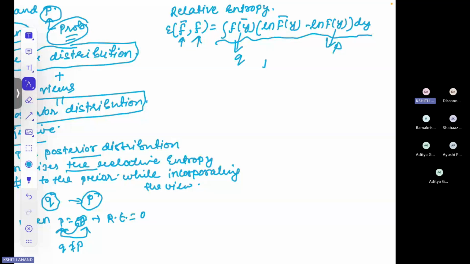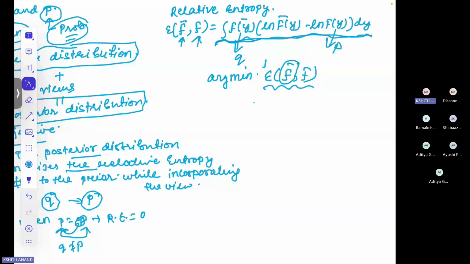So now what is your objective? You want to find an F bar such that the relative entropy between F bar and F remains as low as possible. So basically you want to minimize this entropy. This is the purpose of entropy pooling. Okay, so you want to find a posterior distribution F bar such that this formula becomes minimum. Okay, the relative entropy becomes minimum. This is the relative entropy between F bar and F. Okay, got it?